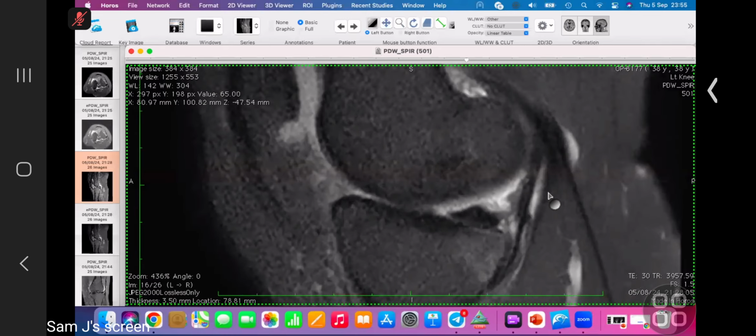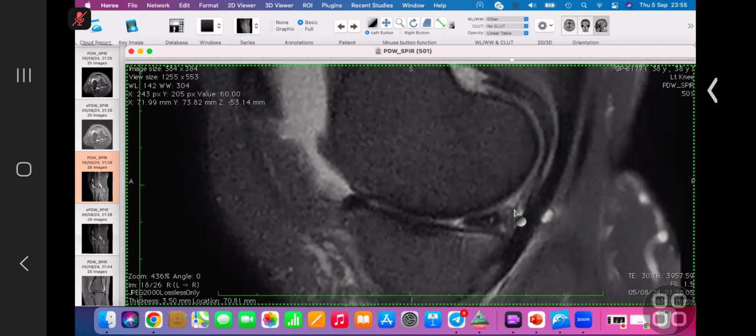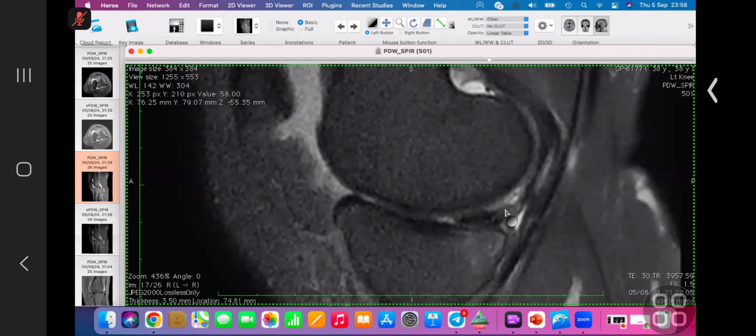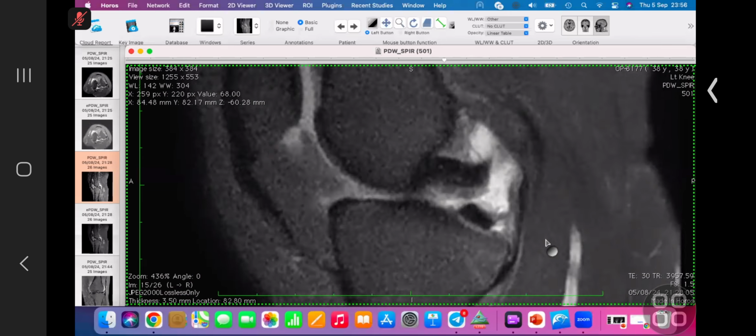Zoom in a little bit nicely. So can you appreciate the meniscocapsular junction? Can you see this? Yes, there is a little bit of separation. Yes, the meniscocapsular junction is actually separated, if you look at it very closely. Yeah, I can see it now. So you have to be very careful and look at it.